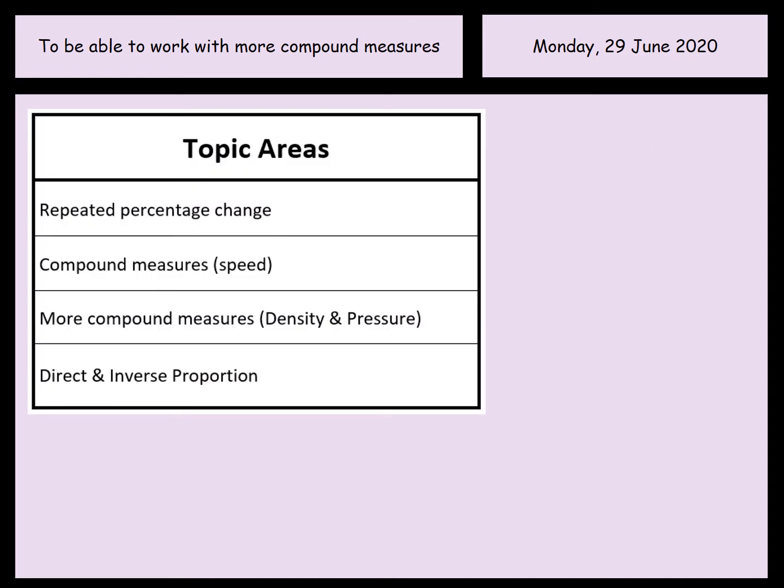So how this links into what we've been doing so far, we've done the repeated percentage change. That was the compound interest and depreciation stuff that we did in the first lesson. Then we started to look at the first of the compound measures, where we looked at speed. So we did that last time. And this time we're going to carry on looking at further compound measures, and we're going to look at density and then on to pressure.